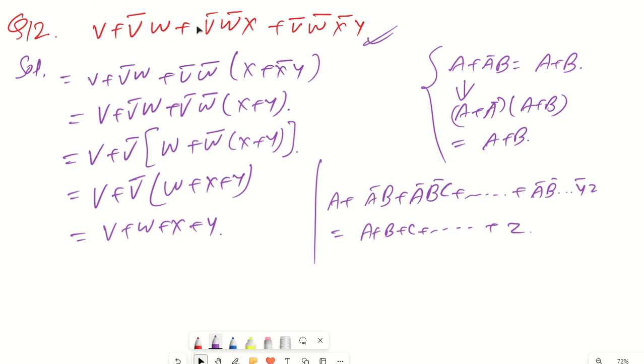So using this method, I can directly write it down. V + V̄W + V̄W̄X + V̄W̄X̄Y is equal to V + W + X + Y. Got it? So this is how we can quickly write it down.